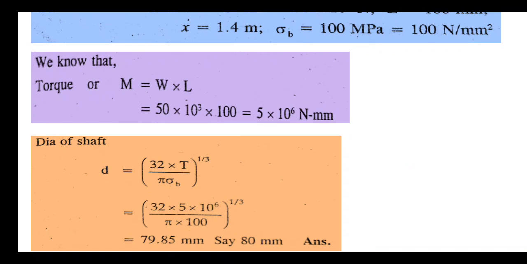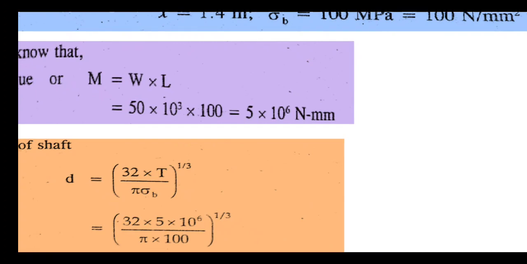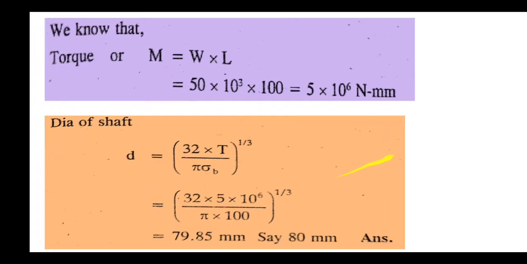So here first use the formula of the torque, that is M is equal to W into L. With the help of that one only we are going to find the value of M, and add the values of W into L. So here 50 into 10 raised to 3 is given, and L value is 100. After solving those, 5 into 10 raised to 6 Newton mm we got as M value.